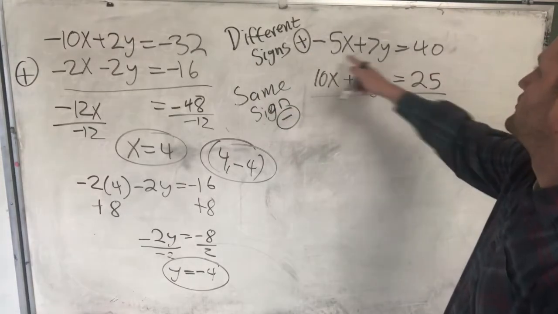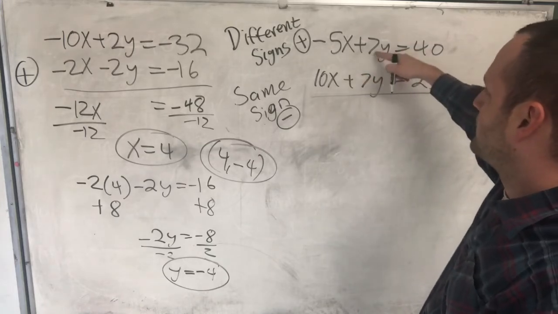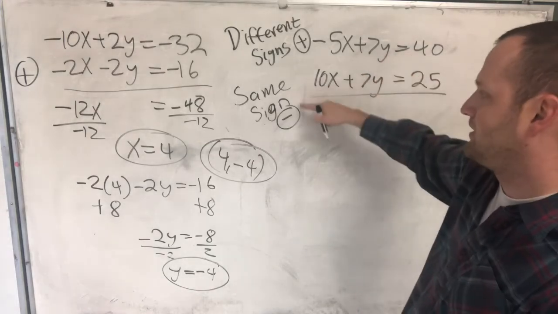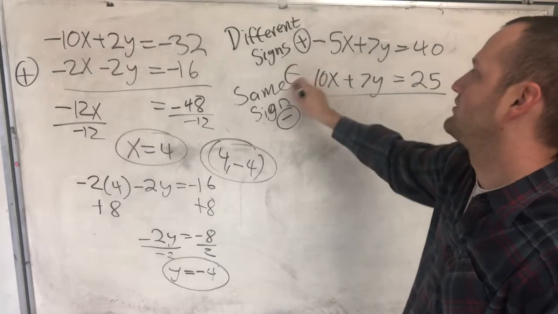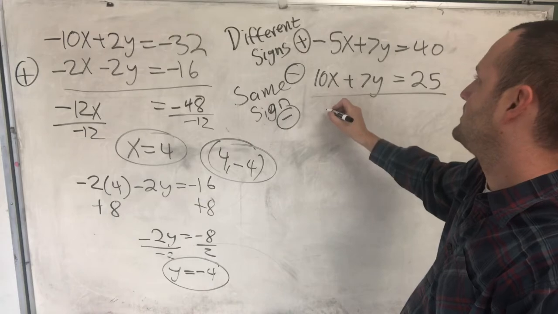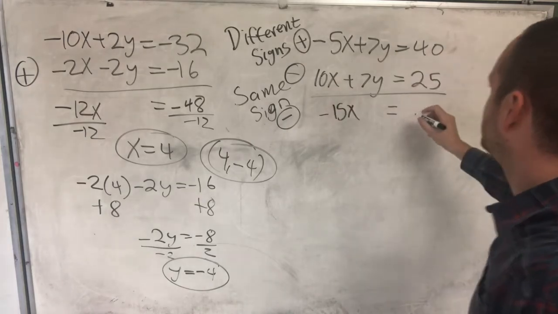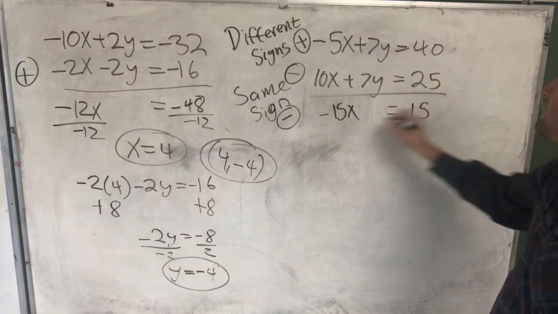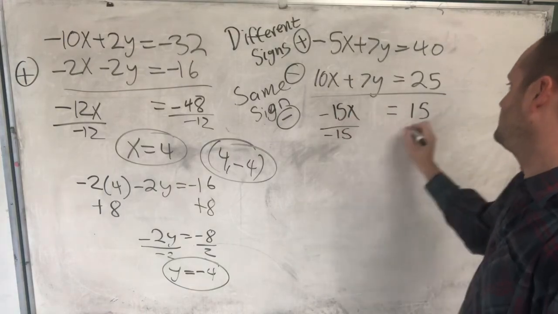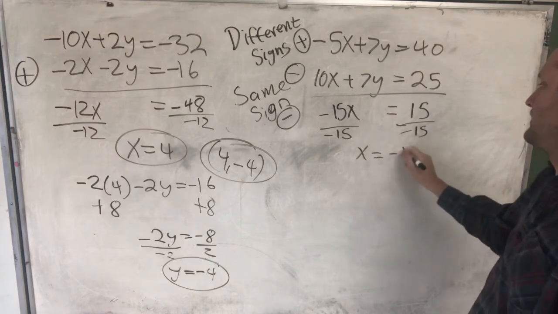Here's the answer. We've got the same y values. They're both positive. Ooh, so the sign's the same. That means I need to subtract. Since they're the same sign, they're both positive, I subtract. That gives me negative 15x equals 15. Divide both sides by negative 15. That gives me x equals negative 1.